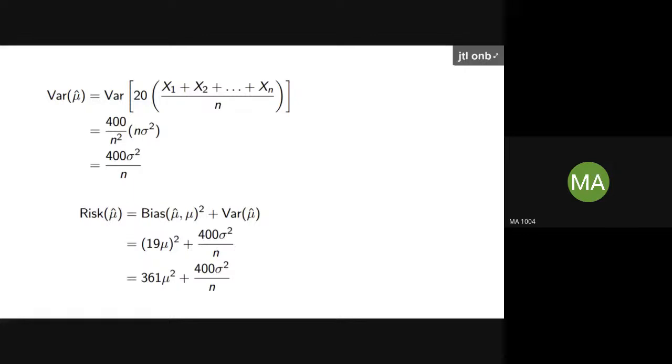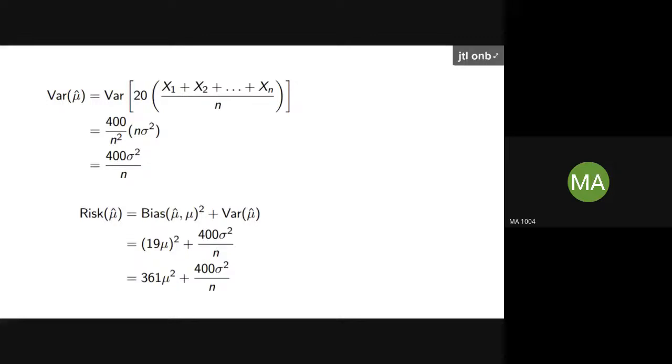So now variance of x1. Again, x1 is a sample coming out from the distribution x which has variance sigma square. This is also given in the question only. So now it will be sigma square plus sigma square plus sigma square and so on, sigma square n times. That will sum up to n sigma square. So n and n will get cancelled, and in the denominator we will have n. So the variance of mu hat will be 400 sigma square by n.